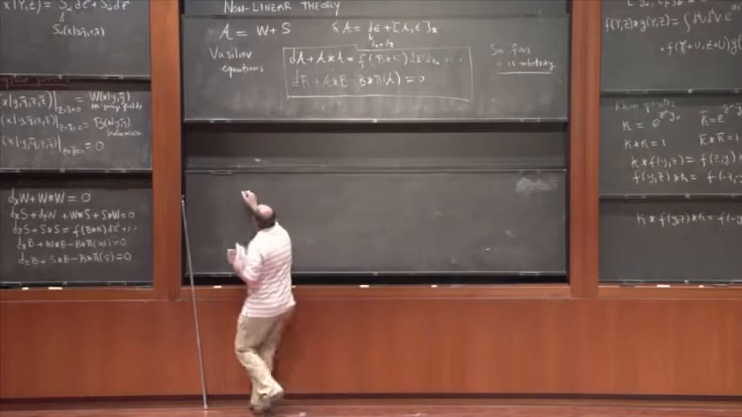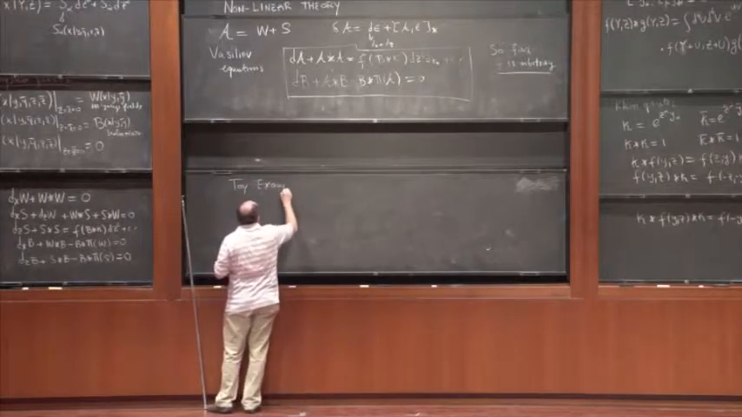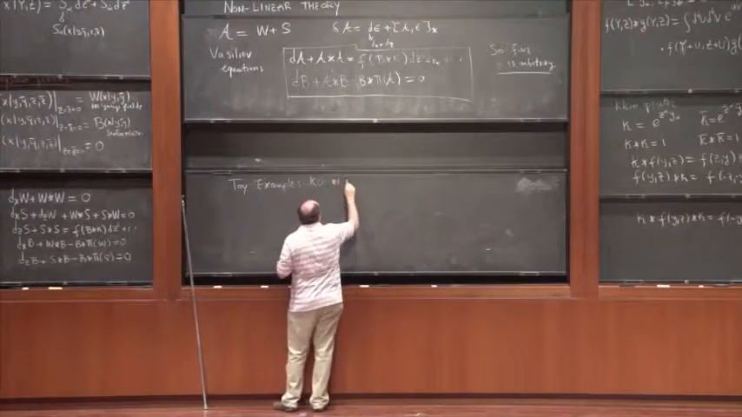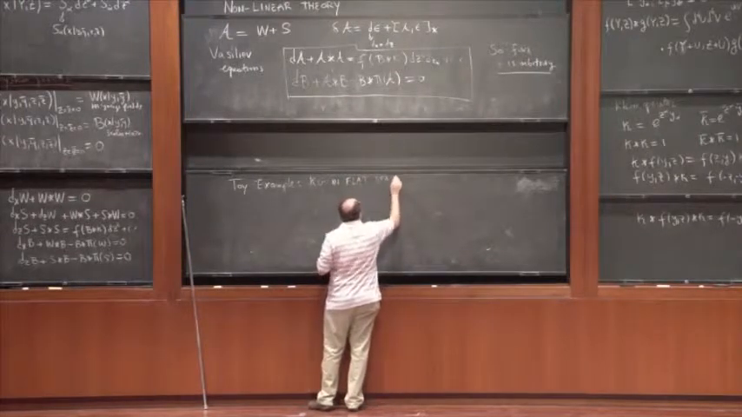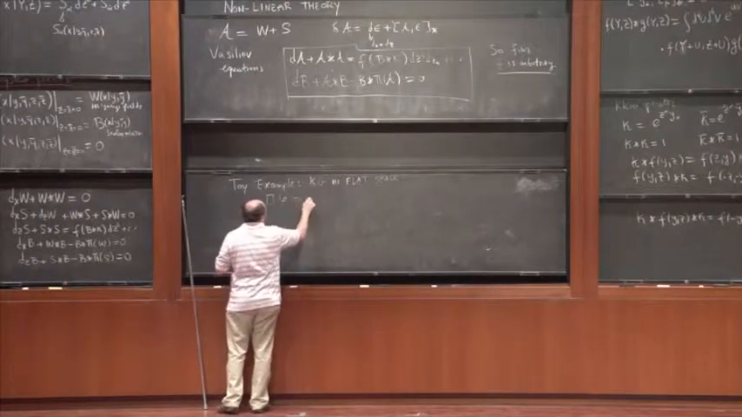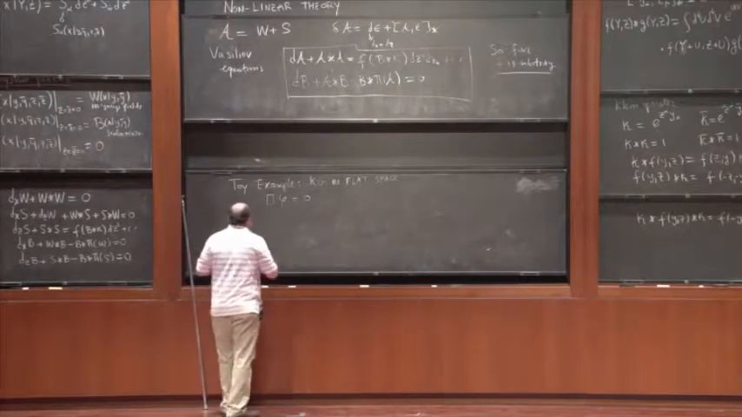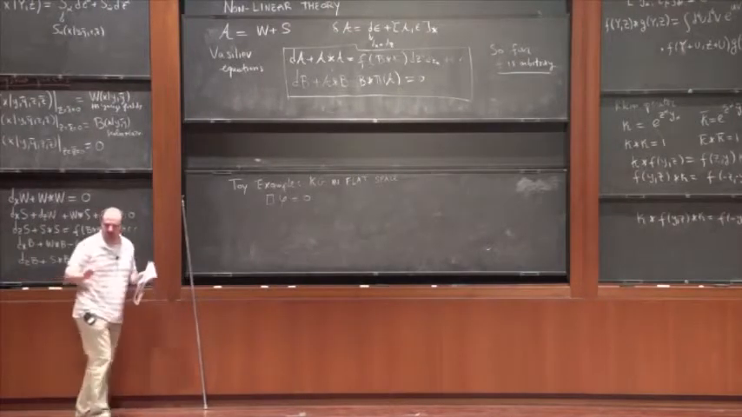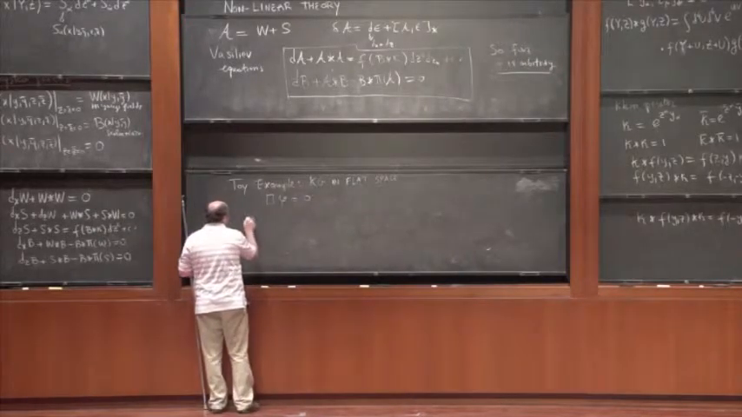So here is a toy example, which is Klein-Gordon in flat space. This is almost trivial, but it illustrates some points. So suppose we take massless Klein-Gordon in flat space. We want to rewrite it in a form which is of this type, where we only have first order differential operators, but some tower of auxiliary fields. So we do something similar to what we are doing there.